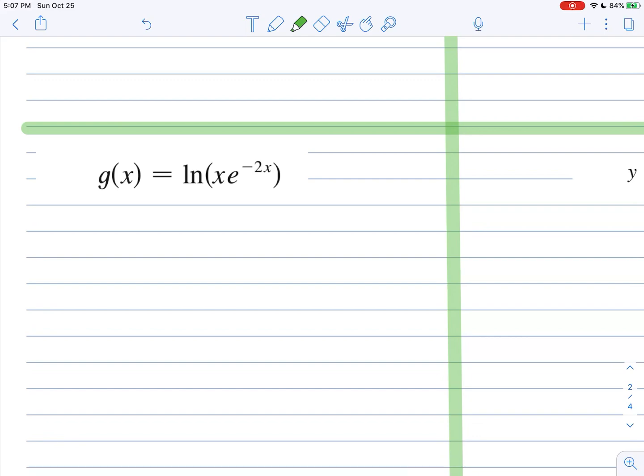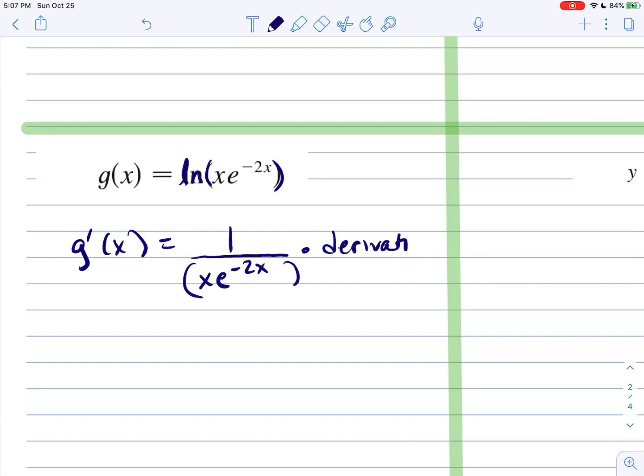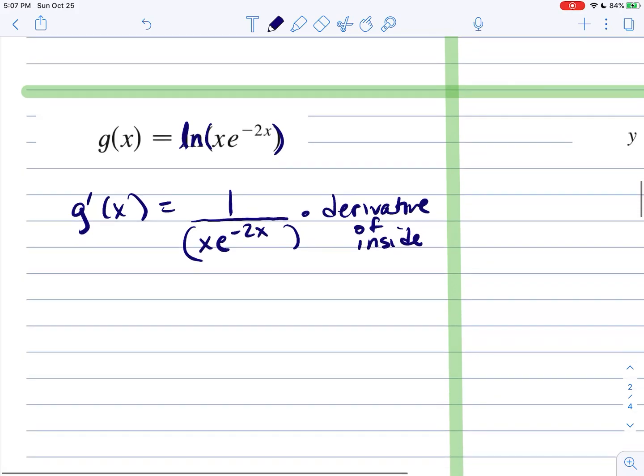All right, so let's take a look at some other ones. This one, g of x equal to the ln of x times e to the negative 2x, is another chain rule. And I do notice that my outside function is the ln. So I know my derivative is going to be 1 over x e to the minus 2x, but then times the derivative of the inside.